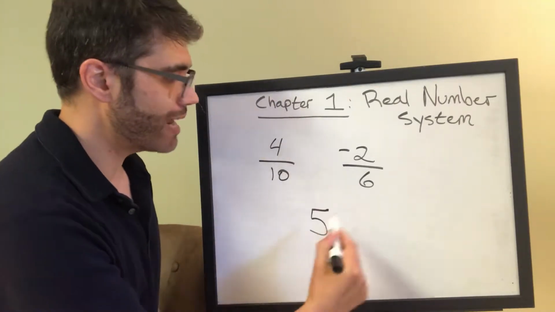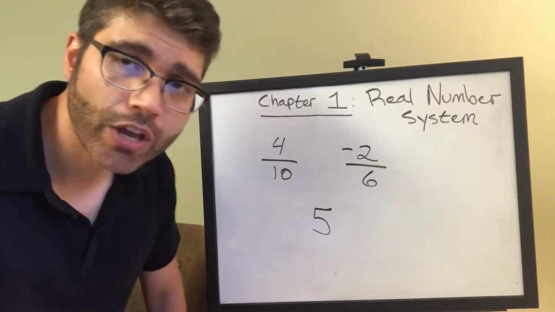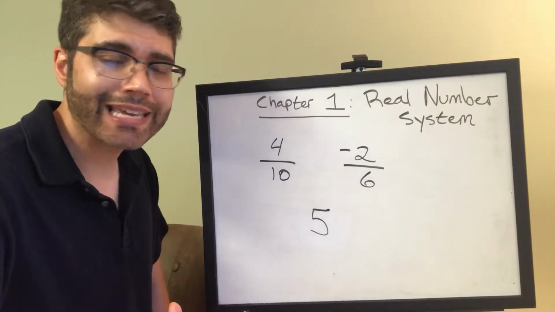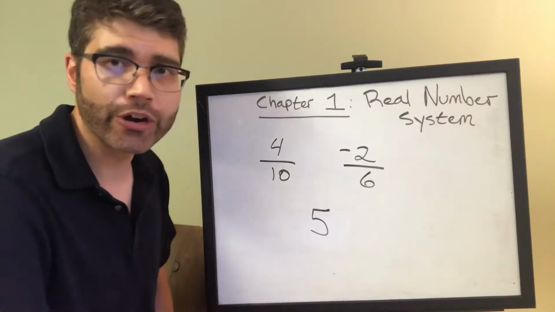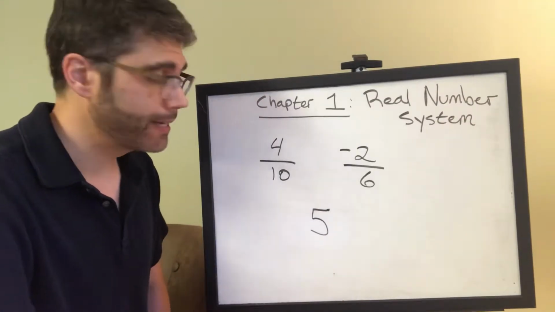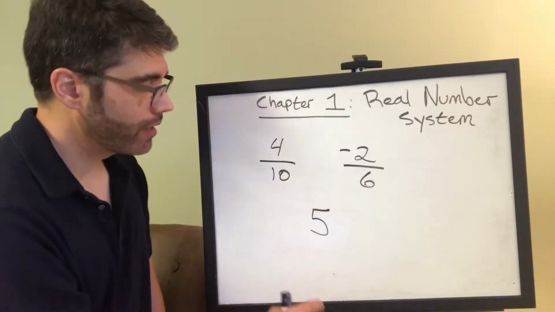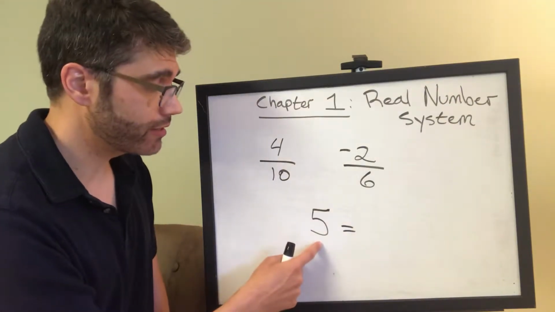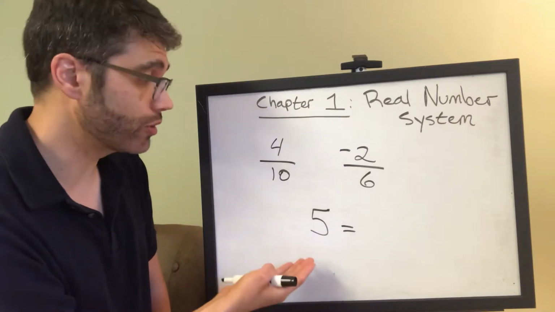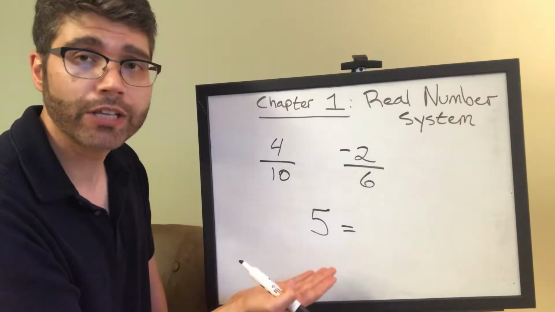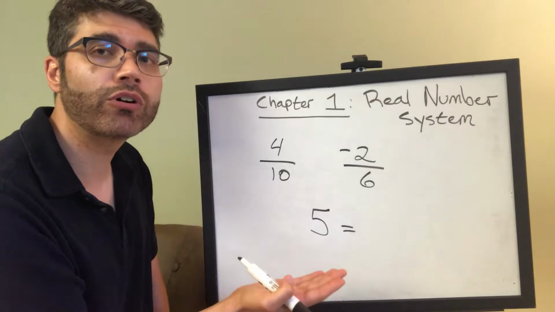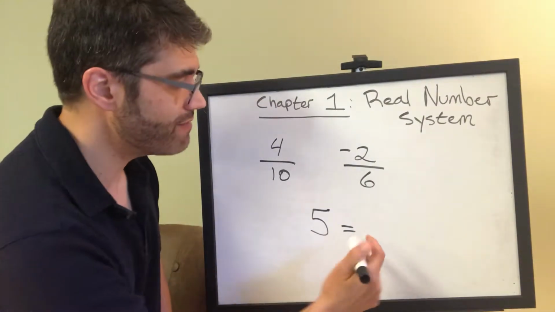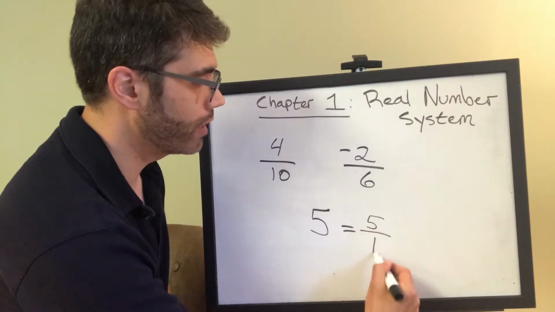Is 5 a rational number? Meaning, could you rewrite 5 so that it is in a ratio with just integers? We can, because any number like 5, which is an integer itself, it's also a whole number, it's also a natural number. You can always put it over 1 to write it in its fractional form. So 5 equals 5 over 1.